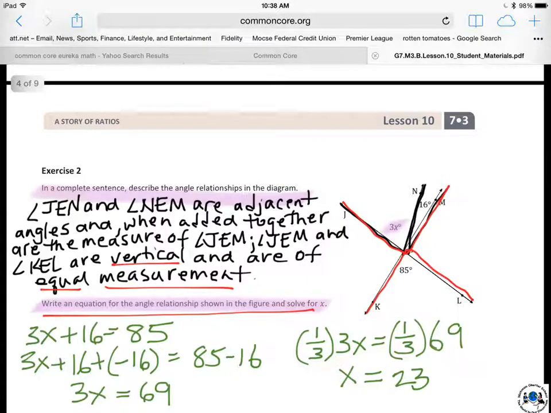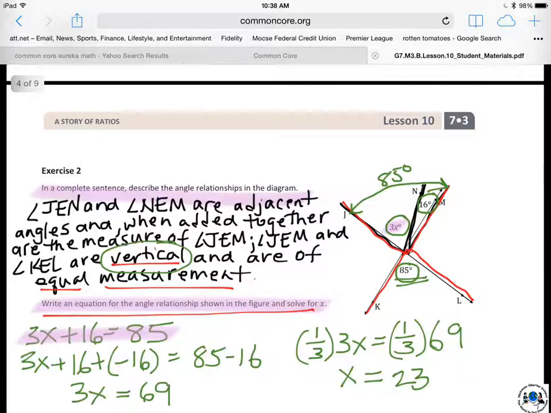Okay, so here's my work on this. My equation I created was 3x plus 16 equals 85. Where I got that from is here's my 3x, here's my 16, and here's my 85. The only way I knew that I could use that 85 is because I knew that KEL and JEM, those two angles, were vertical. So since this is 85, this entire thing is also 85 degrees. That angle. All right.